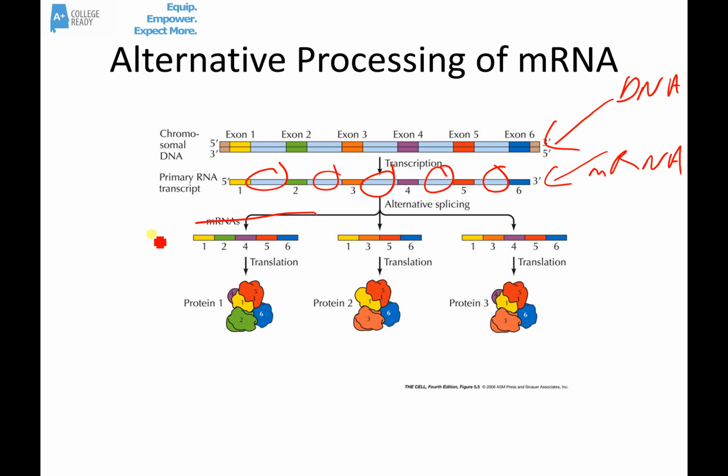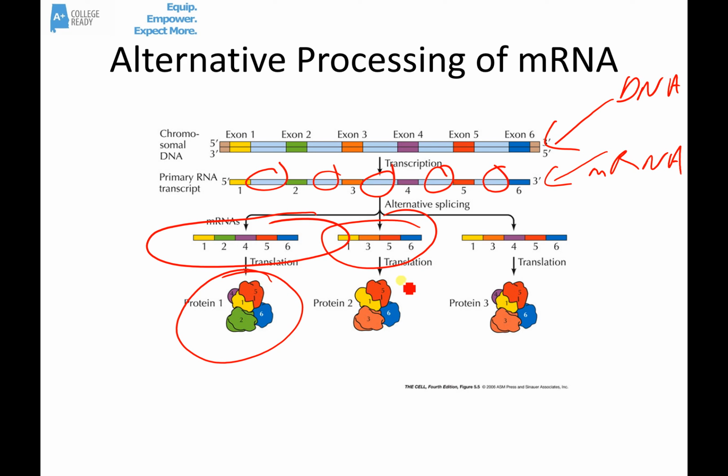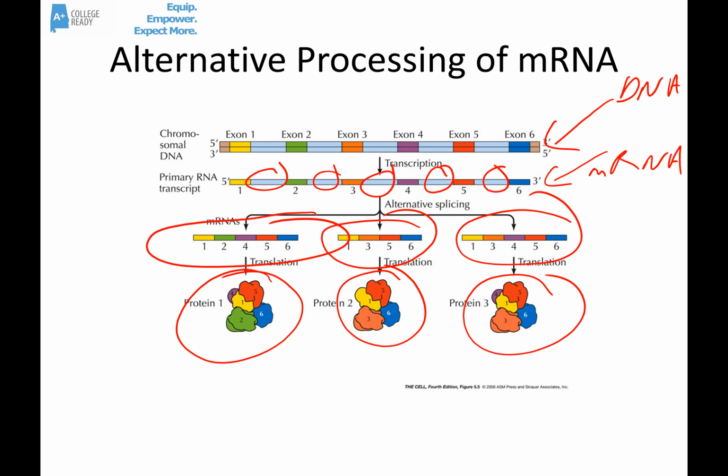Here, notice all 6 exons end up in the mature mRNA. And once that's translated, we're going to get this specific protein. Here, though, notice that exons 2 and 4 are left out. So we get a different protein. Here, only exon 2 is left out. So we get even a third protein. So because of this process of alternative processing or alternative splicing, one gene can actually code for multiple different proteins. And that increases the diversity of proteins that are available.